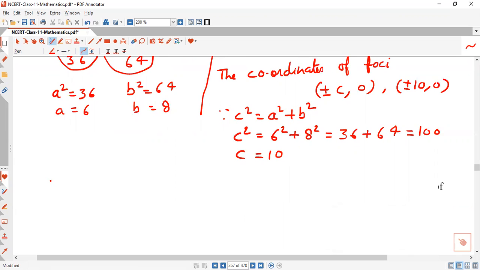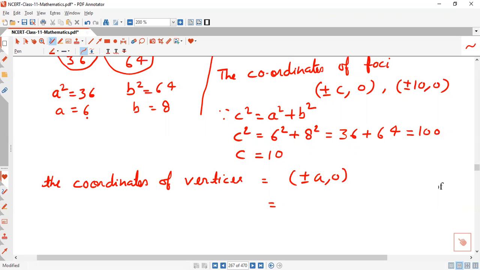Next, we have to find the coordinates of vertices. In the question they are asking for the coordinates of vertices. Since the foci lie on the x-axis, the vertices also lie on the x-axis. So the coordinates of vertices will be plus minus a comma 0. The value of a, you know, is 6. So plus minus 6 comma 0 is the coordinates of vertices.